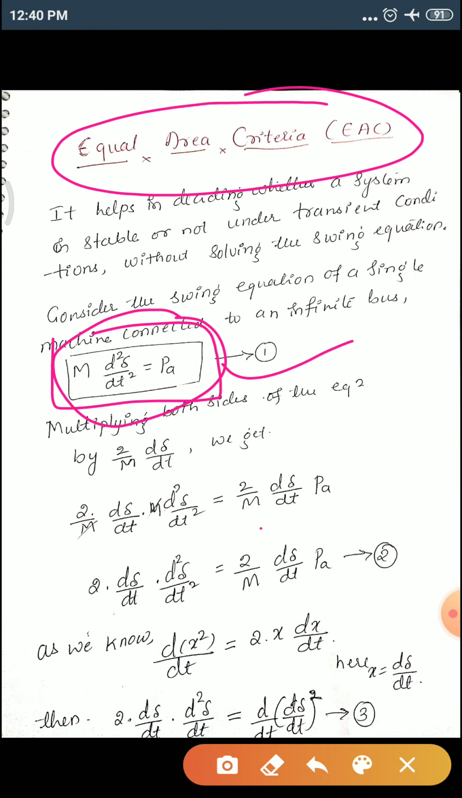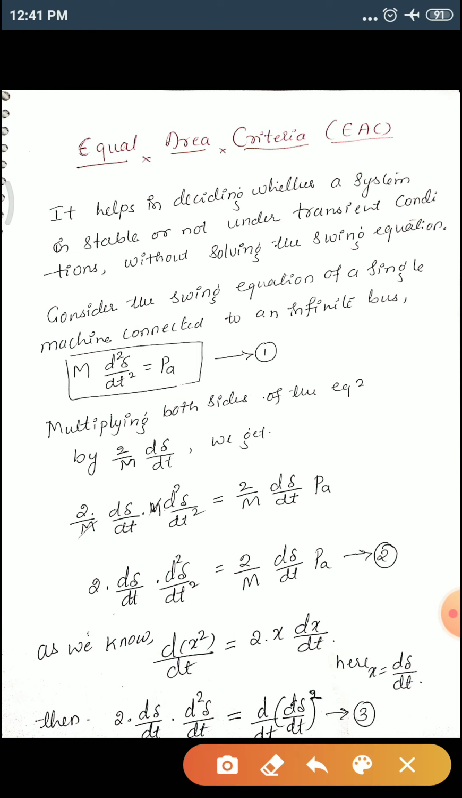So let's see how we can say that. We are using the swing equation, but we are not solving it. Without solving the swing equation, but using it, we are going to say whether the system is stable or not. We'll see how this can be done. Let's consider the swing equation of a power system.